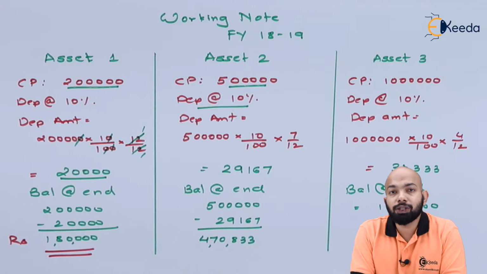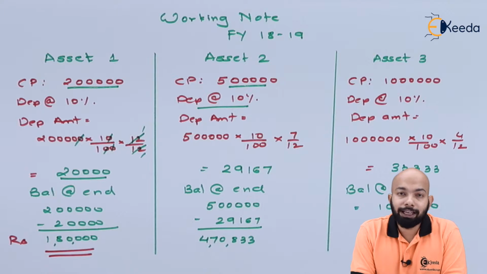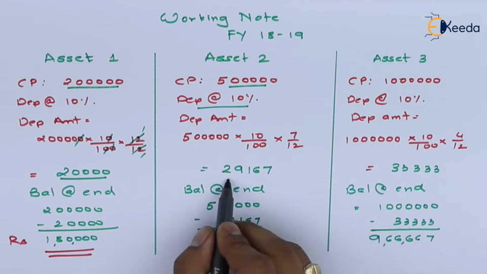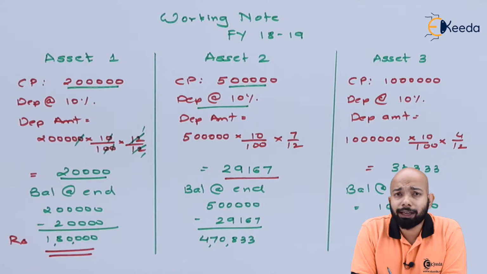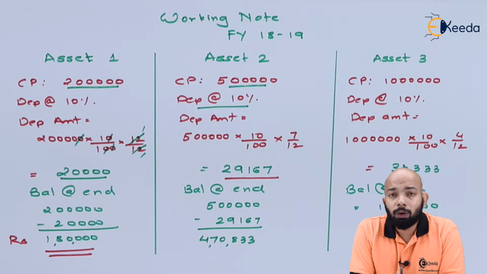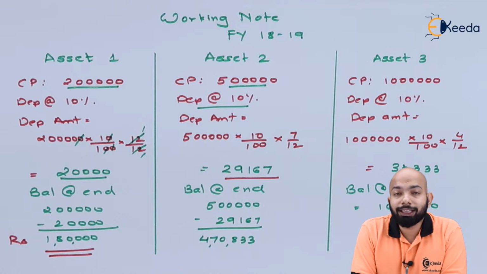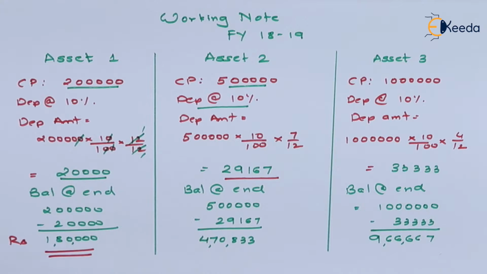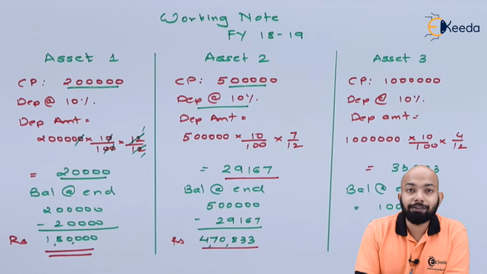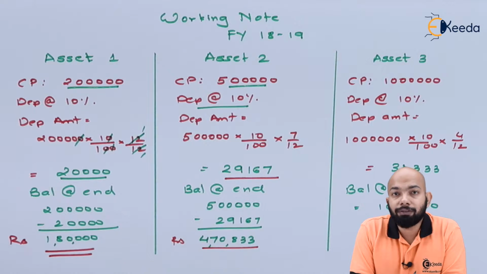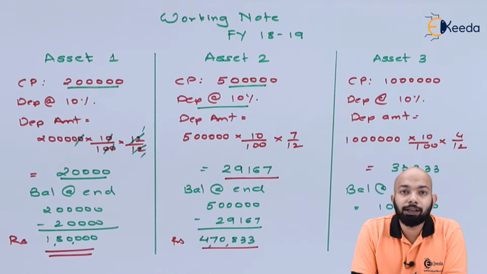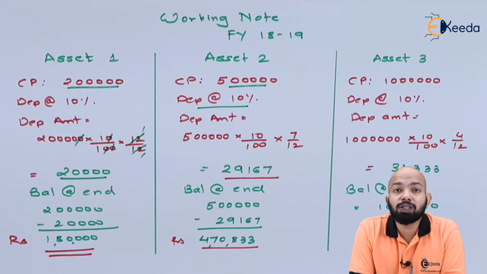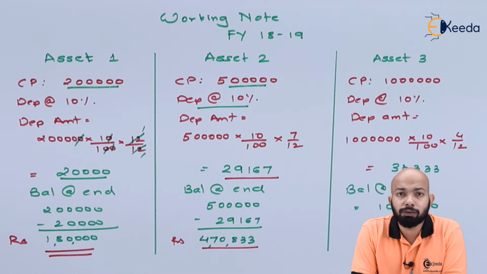The total of the depreciation amount calculated on 5 lakh rupees has been mentioned down here. 29,167 is the depreciation that has been calculated. You can calculate on your calculator itself. Now the balance at the end of the financial year 18-19 will be as follows: 4,70,833. That means 5 lakh rupees minus the depreciation amount that has been mentioned here will give you a total of 4,70,833 rupees. This is the calculation for the second asset which was purchased on 1st of September.